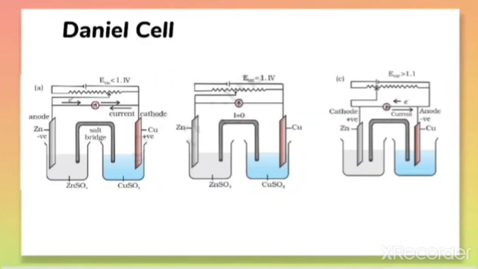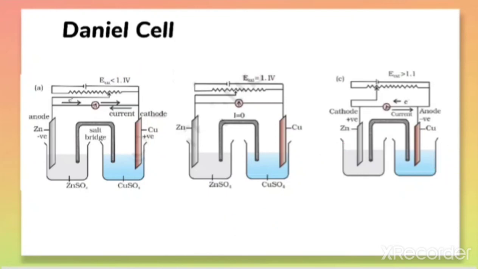Now we compare the three cases which we have learnt in this video. The first case is in which E external is less than 1.1 volt. In this case, zinc is at the anode and copper is the cathode. But when E external is equal to 1.1, there will be no reaction. And when it is greater than 1.1, zinc is now a cathode and copper is the anode.